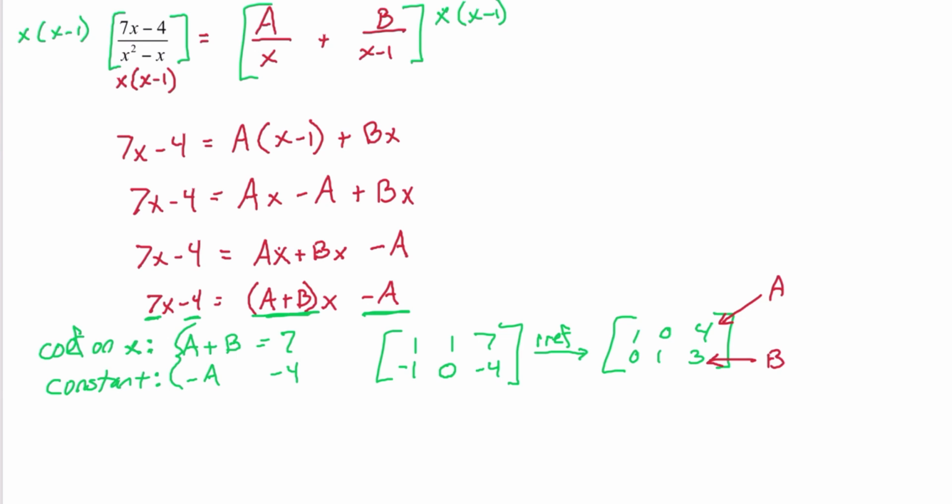All that's left is to rewrite that original rational expression. 7x minus 4 over x squared minus x, we have rewritten as 4 over x plus 3 over x minus 1.